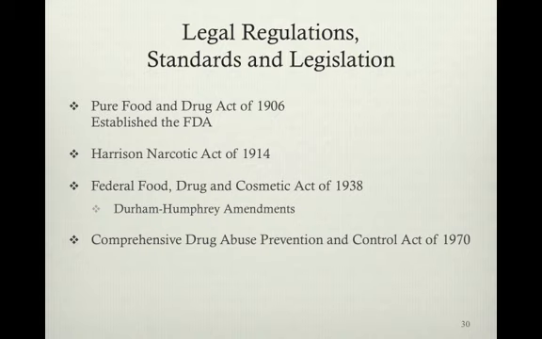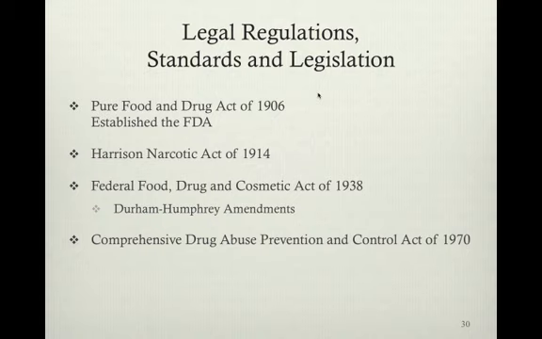The Harrison Narcotic Act of 1914, legislation designed to stop drug addiction. It established federal control over importation, manufacture, and sale of opium and coca plants and their compounds and derivatives. The Federal Food, Drug, and Cosmetic Act of 1938 updated the Pure Food and Drug Act legislation and required that manufacturers label any habit-forming products.